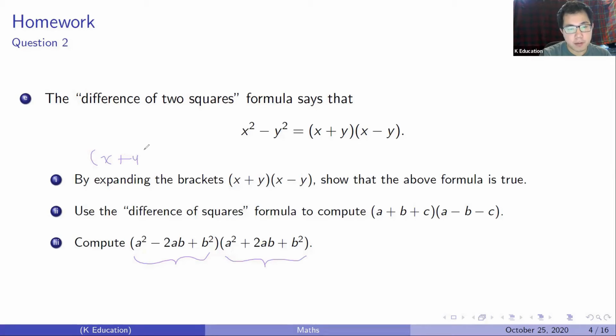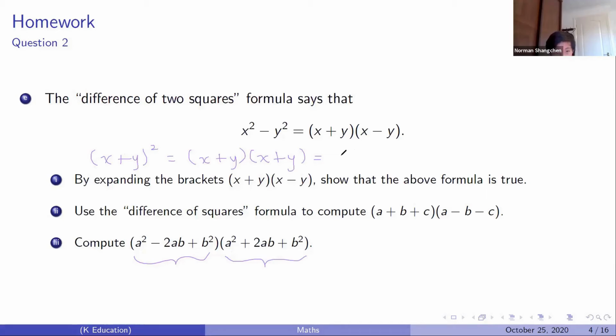Okay, let's expand x plus y squared. What happens if I expand x plus y squared? What do I get? X squared plus xy plus xy plus y squared. So xy plus xy plus y squared. Simplify for me.